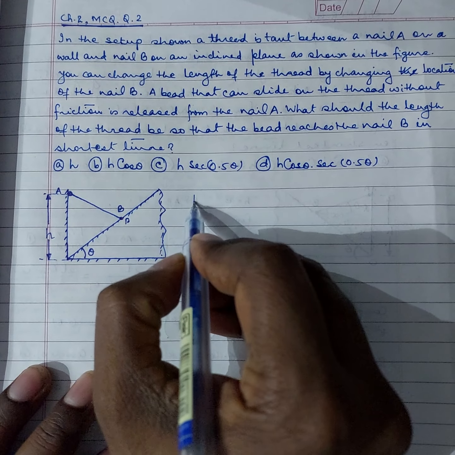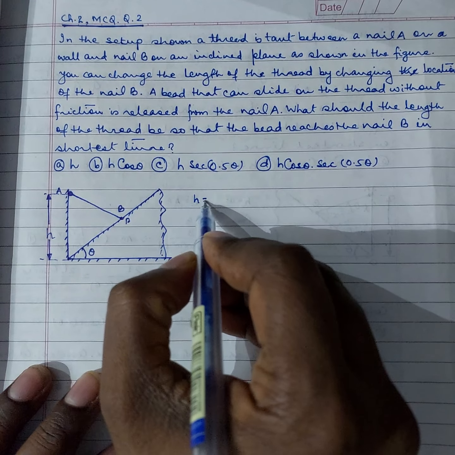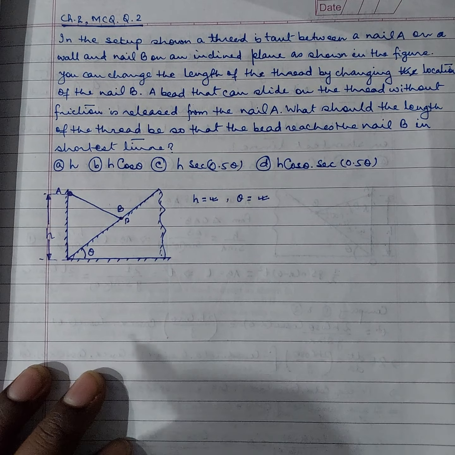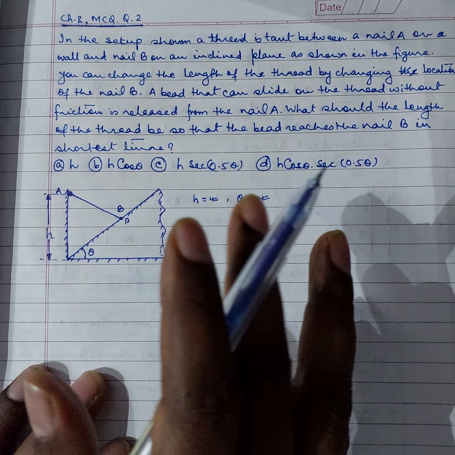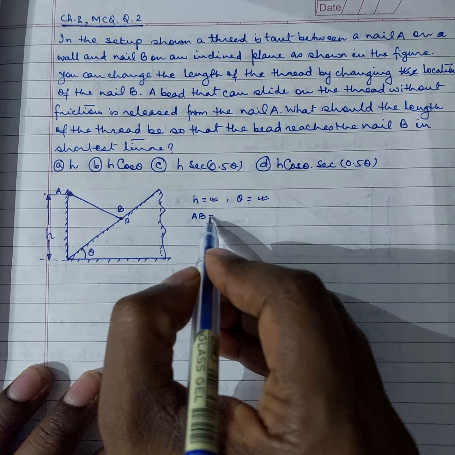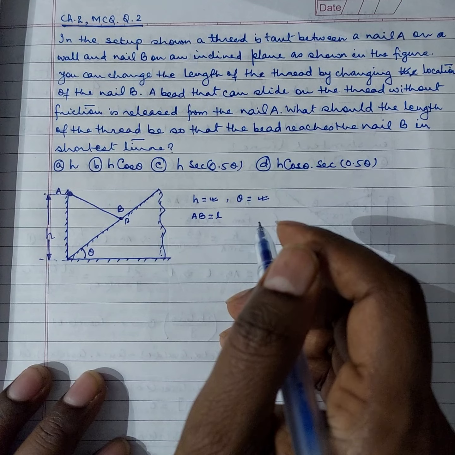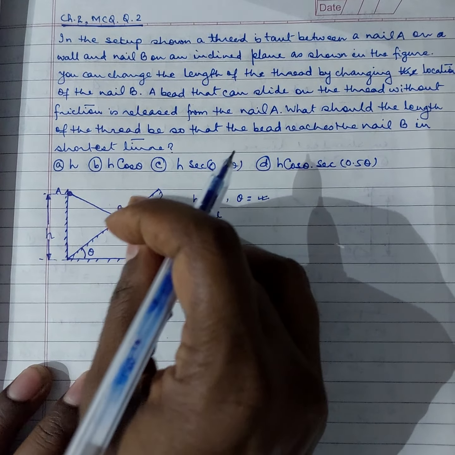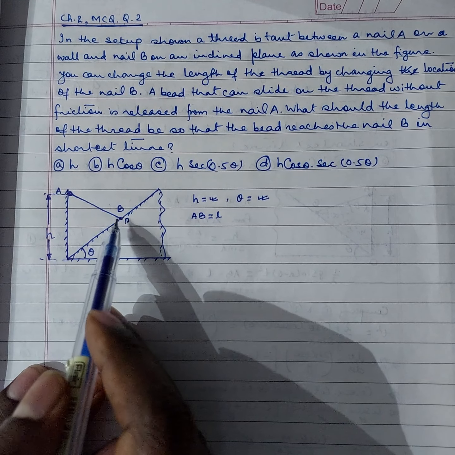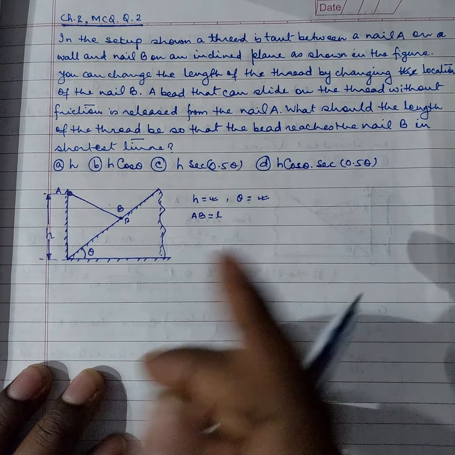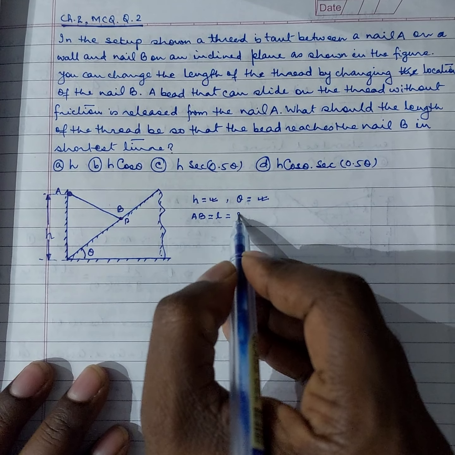Given in the question is H, angle of inclination theta, and thread is frictionless. We are to, let us say AB is equal to L. So we are to find the location of B in such a way so that the bead when released from A should reach to B in the shortest time. And what will be the length of AB at that time, at that location? So this we are to find out.